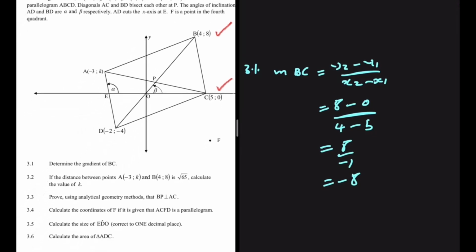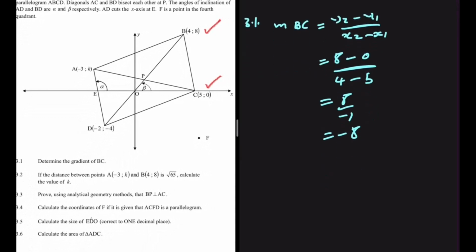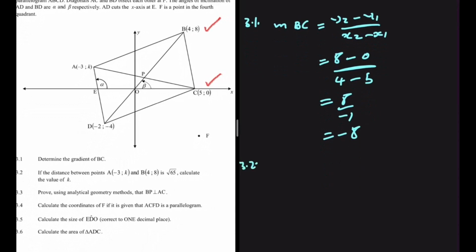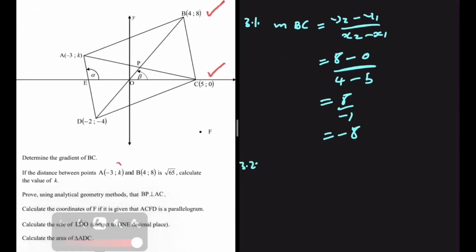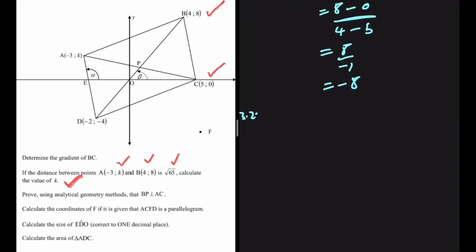Let's move forward and look at 3.2. So what does the question say? If the distance between points A and B is equals to square root of 65, calculate the value of K. So let's put that in math. They say that the distance between A and B is equals to square root of 65. So let's have the distance formula.